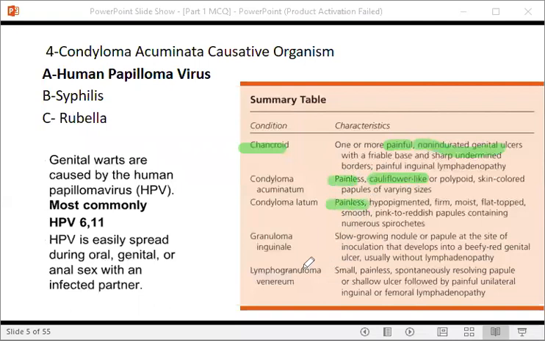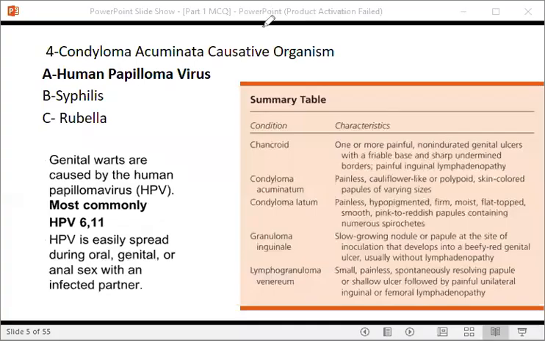Granuloma inguinale, which we talk about more, is a slow growing nodule or papule at the site of inoculation that develops into a beefy genital ulcer, unlike lymphogranuloma venereum, which is small and painless. Focus on the word painless here; the one which is painful is chancroid, and this is another MCQ. Okay guys, let's go to the next.